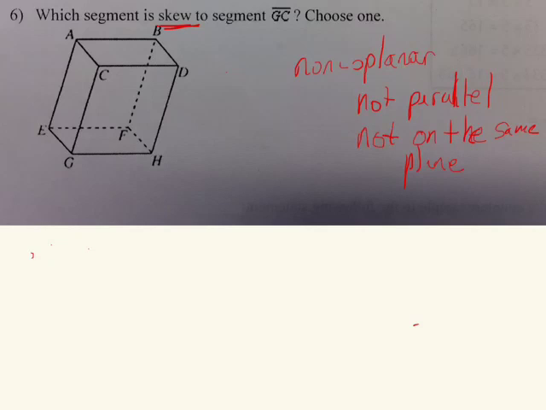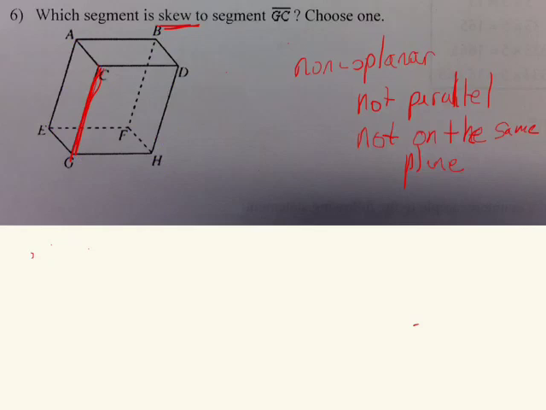Okay, now that I have the definition, I'm going to look for GC, and it's right here. Now the line that is skewed to that is not parallel, so let's see which ones were parallel. So BF, that would be parallel. DH, parallel. AE, parallel, so it can't be any of those. And not on the same plane, so it can't be GH, can't be CD. Can't be AC, can't be EG.